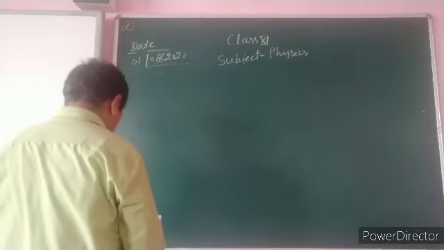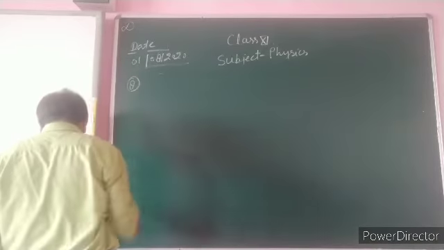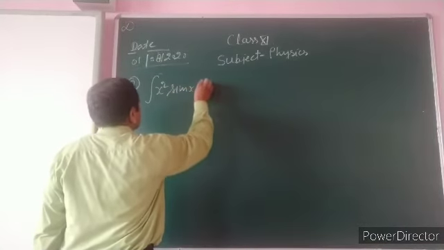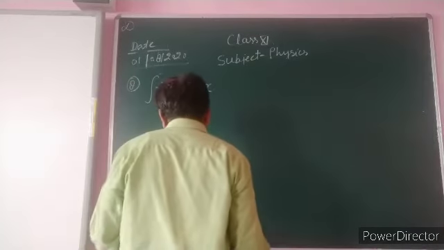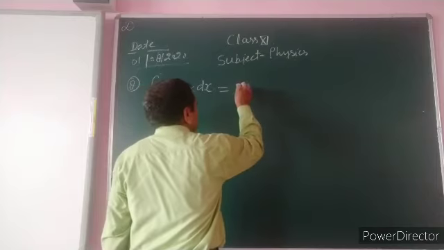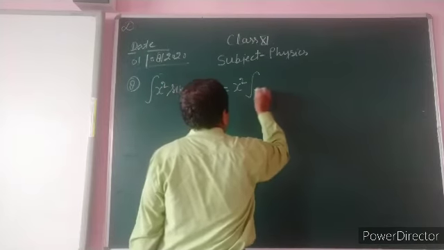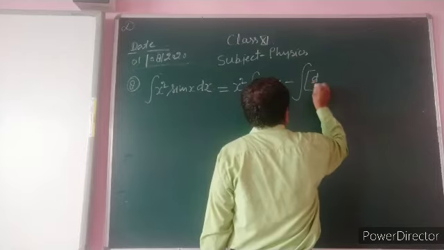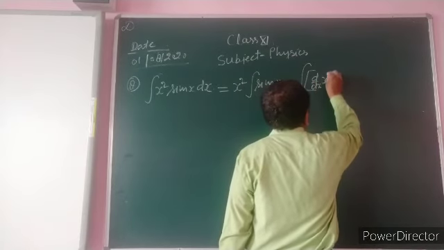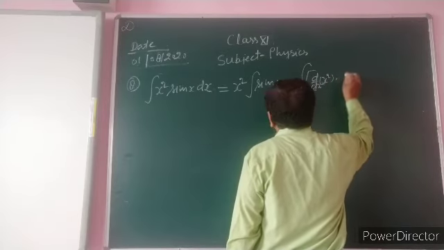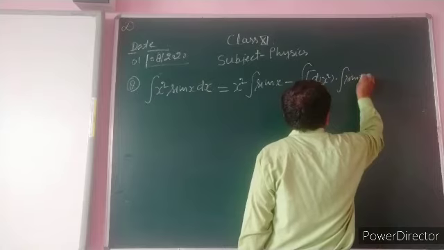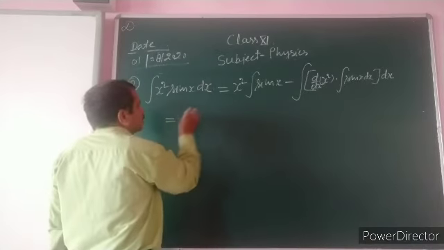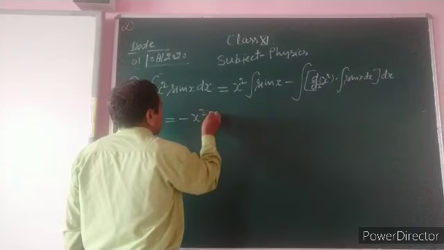Question number 8. Integral x square sin x dx equals first function x square, integral of second function sin x, minus integral of differential of the first into integral of the second dx, equals minus x square cos x.